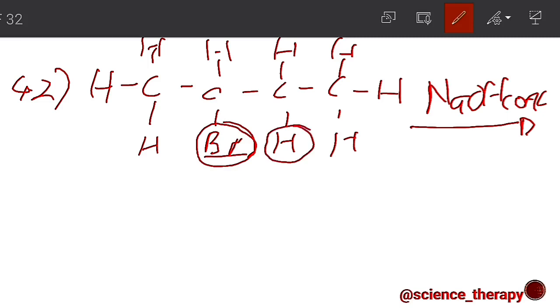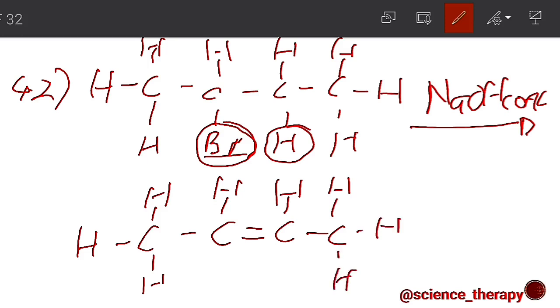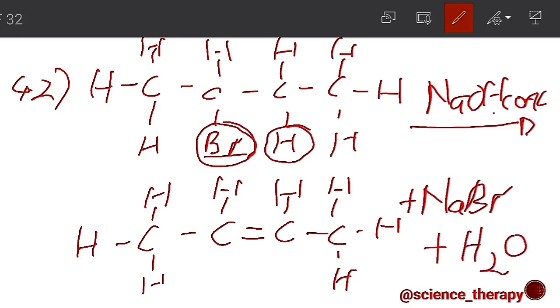Then the hydrogen will be eliminated from this carbon. Now the product that will form is in between here. We'll have a double bond. A double bond in between. Then remember, this Br now will react with the sodium to form sodium bromide. And the H will now react with the OH to form H2O. And that is the balanced equation for that reaction.